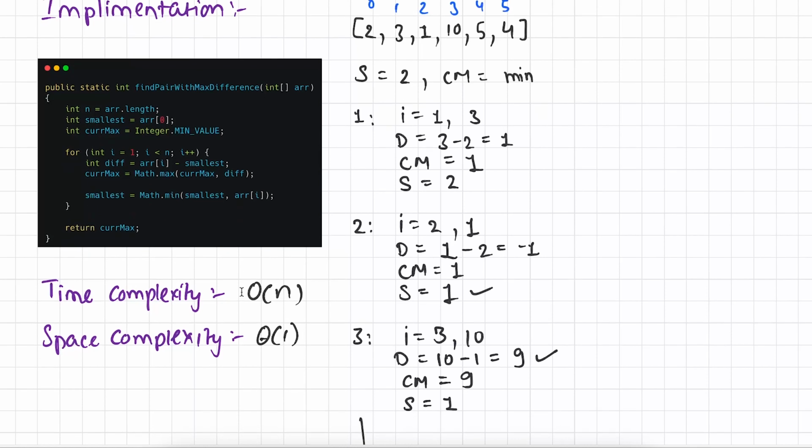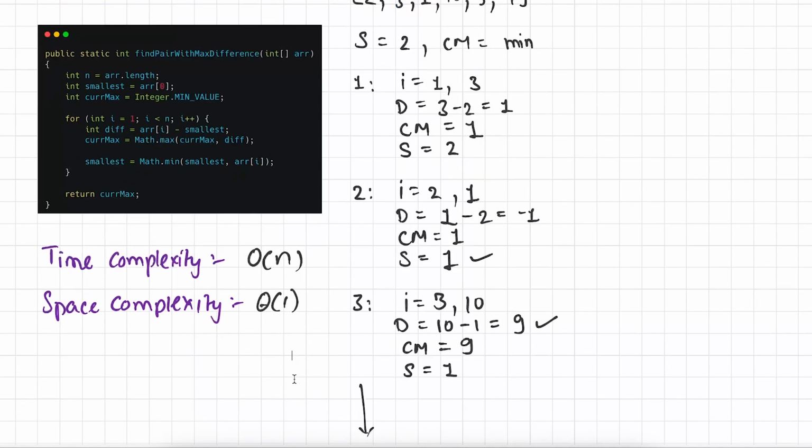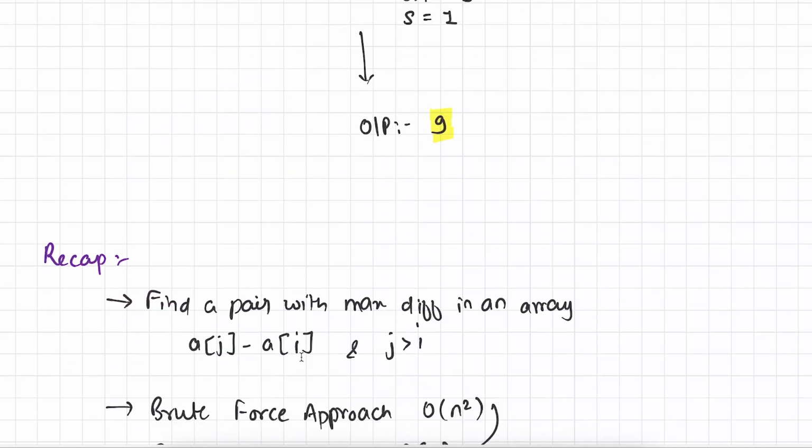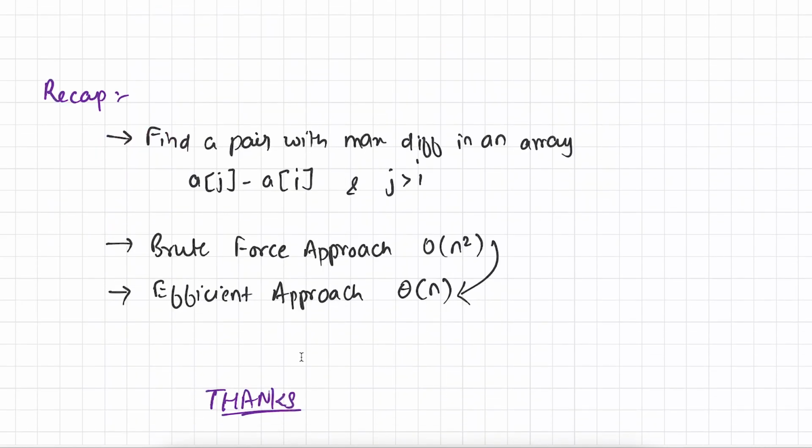And what about the space complexity? We are not using any extra space other than a few variables and the input array. So the space complexity comes out to be theta of 1. So we are taking theta of n time and theta of 1 constant space to solve this problem using this efficient approach. Alright, I hope you got it.